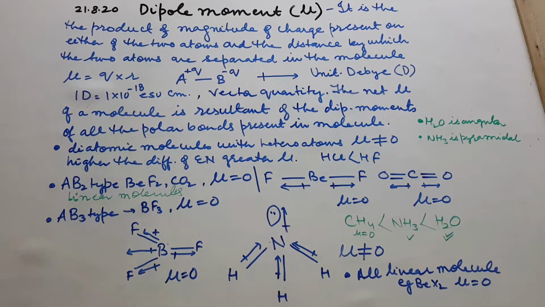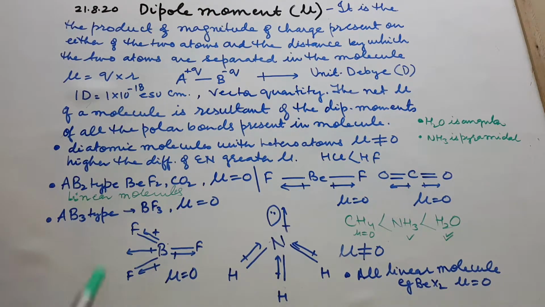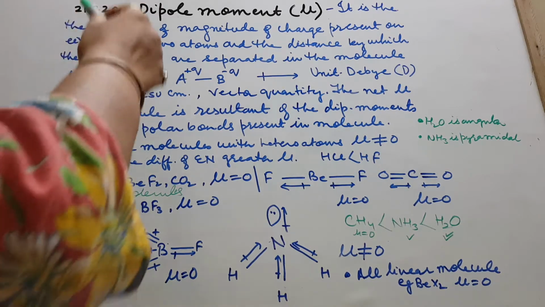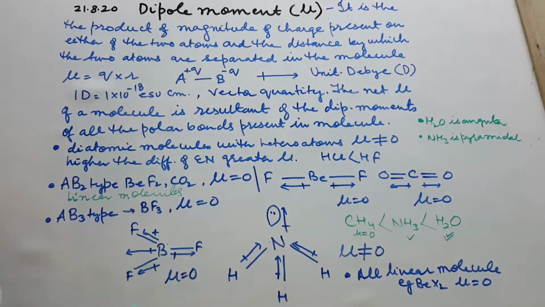Now children, in this video, we will study about dipole moment. What is dipole moment? It's a measure to express the polarity of covalent compounds, or say the polarity of covalent compounds is expressed in terms of dipole moment. It is shown by the symbol mu.